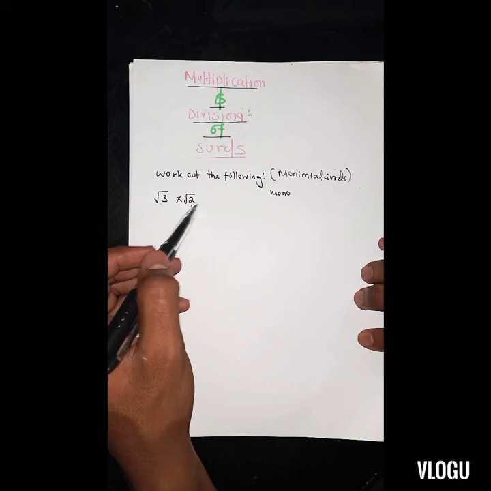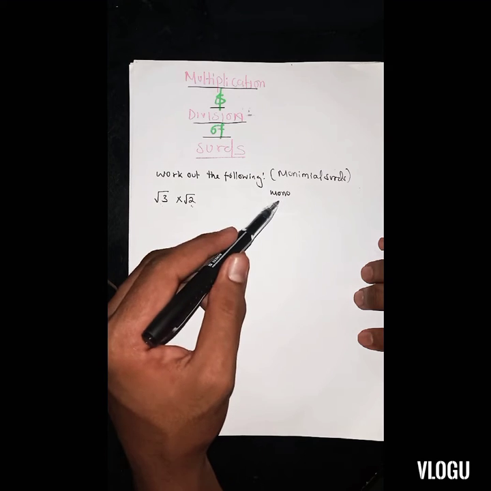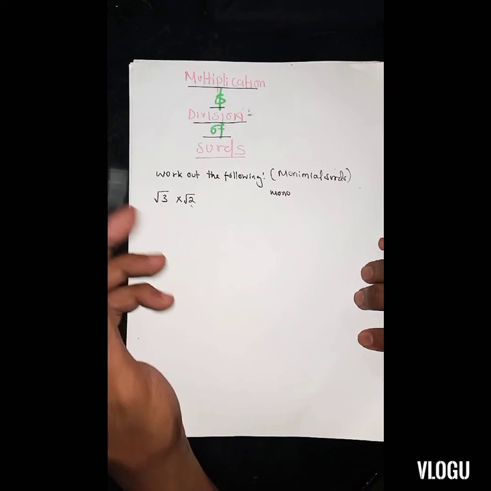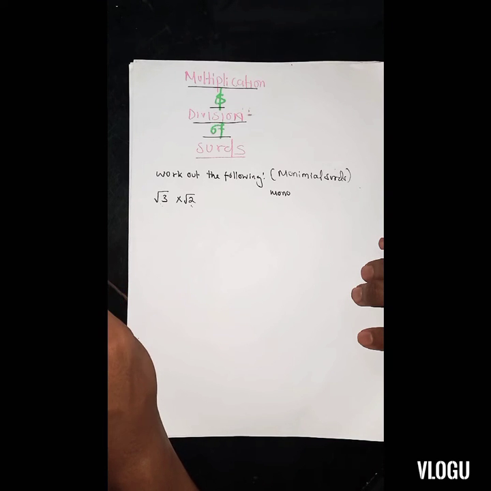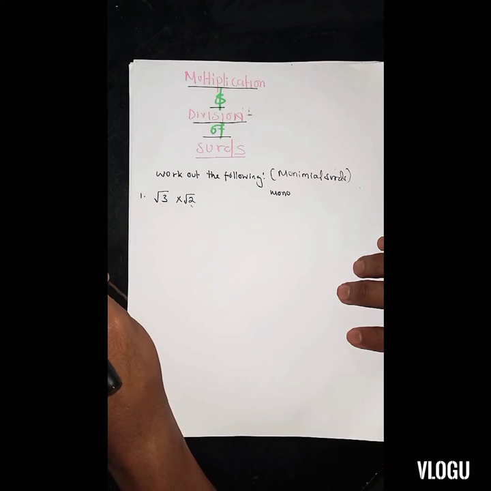This type of surd is known as a monomial surd. Monomial, from the word mono, means one surd. So root 3 represents one entity, meaning that it is already a mono surd. We also have binomial surds, but we're going to discuss that in the next video, inshallah, by the will of Allah. So let's begin and work out the first simple example.